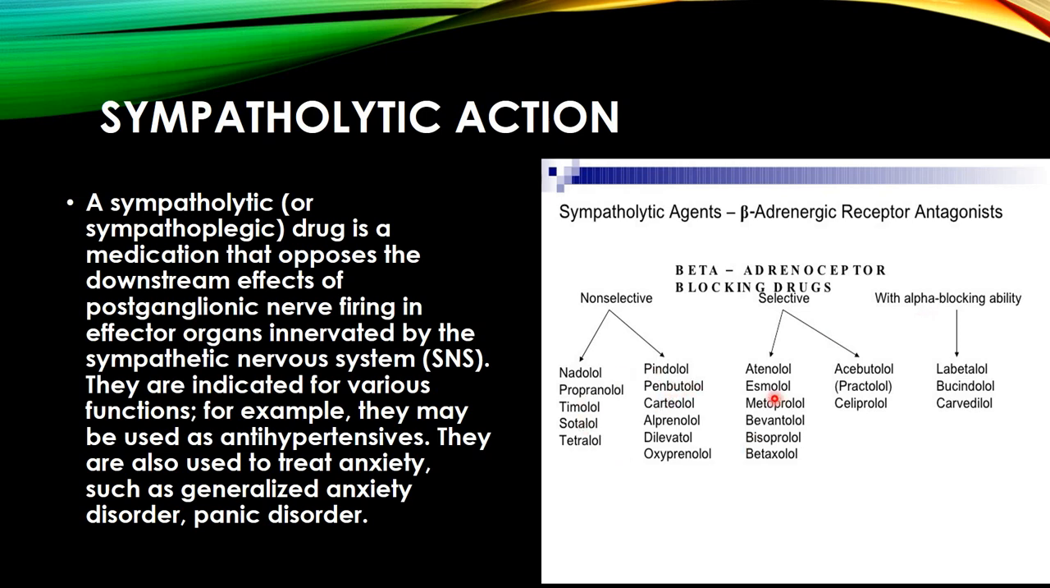Here for non-selective, you see so many drugs are there like nadolol, propranolol, timolol, sotalol. For selective, you have atenolol, esmolol, metoprolol. And for both alpha and beta blocking activity, it is common, that is labetalol, carvedilol, bucindolol. So these are the various sympatholytic drugs acting on beta adrenergic receptors, being selective, non-selective, and with both alpha and beta blocking activity.